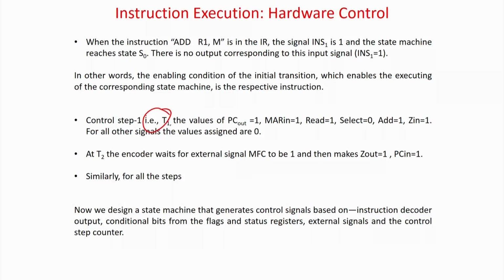Like say in control step 1, the values are this one. So you have to generate these values directly, and all other signal values are 0, which I have already told you. At T2, you have to wait for the external signal WMFC to be 1.